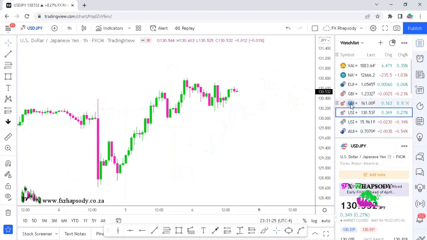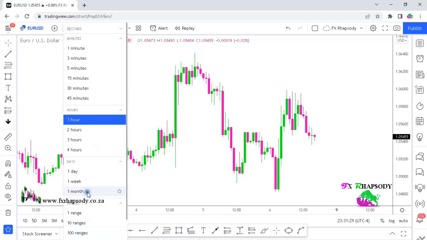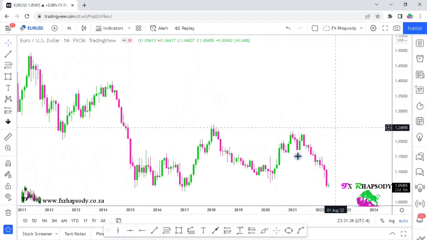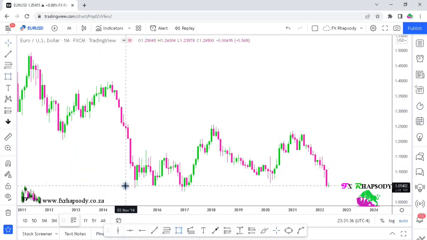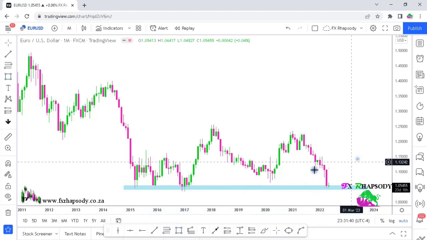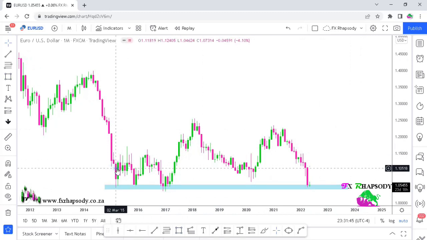Let us move on to Euro USD dollar. I want to start off with a monthly on this one because I want to show you something. Okay, so we do see that price is currently on a very low. It is on that area that it has been in the past.